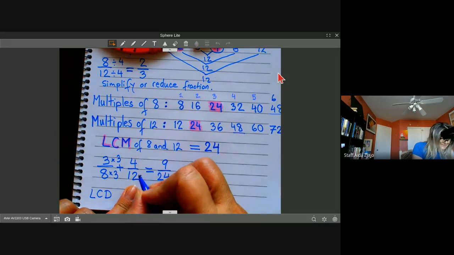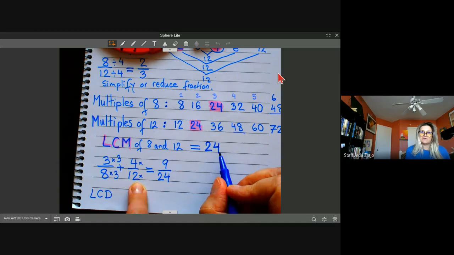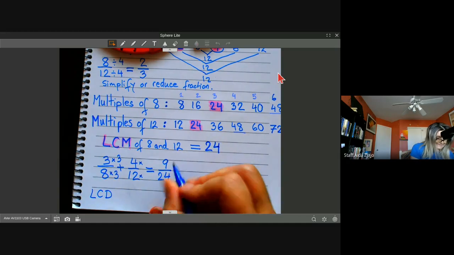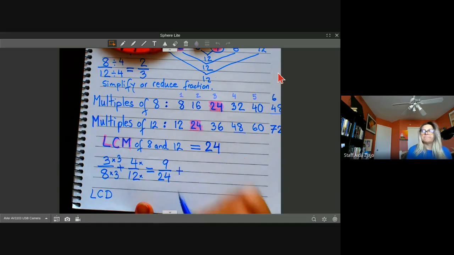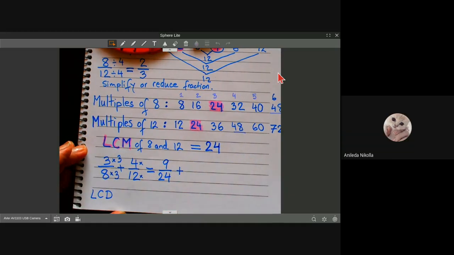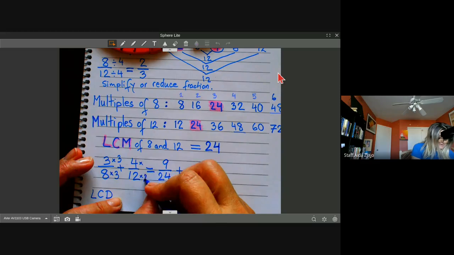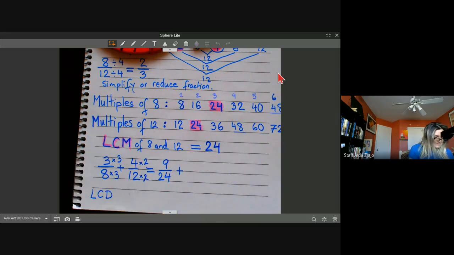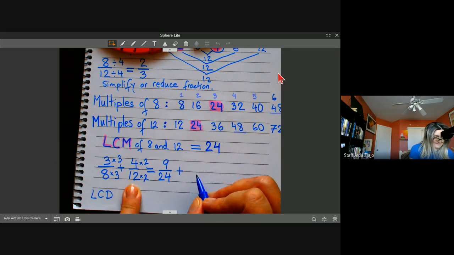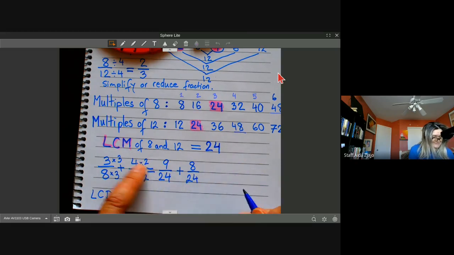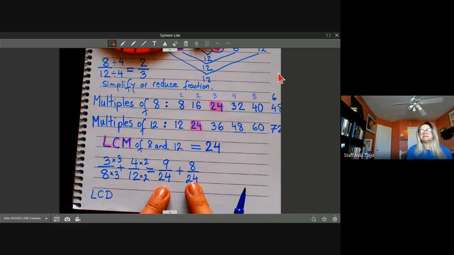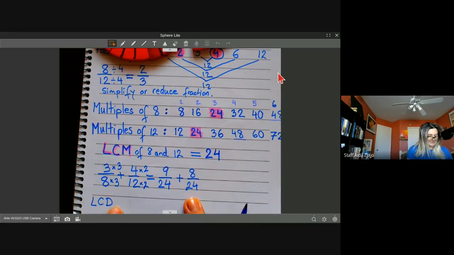What do I multiply 12 by to change it into 24? Somebody needs to help. Anilada, 12 times what makes 24? 2. 2 times 2, and I do the same on the top. So I will change 4/12 into 8/24, because 2 times 4 is 8, and 12 times 2 is 24. Now my pieces are going to be the same size. My least common denominator is 24.